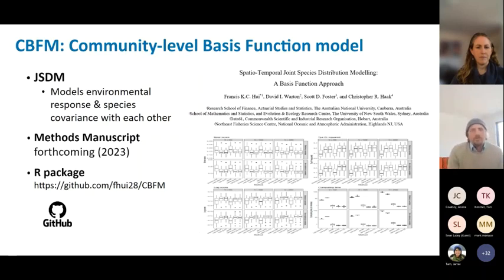So again, the modeling approach we used, we called it the CBFM, Community Level Basis Function Model. Again, it models both species responses to the environment and also their covariances with one another. The methods manuscript is coming out this summer. We have an R package that's available now on GitHub. If anyone's interested, reach out to me and I'm happy to help people navigate it. It's a pretty cool tool, I think. Next slide, please.